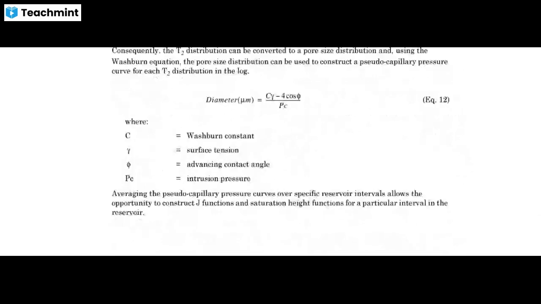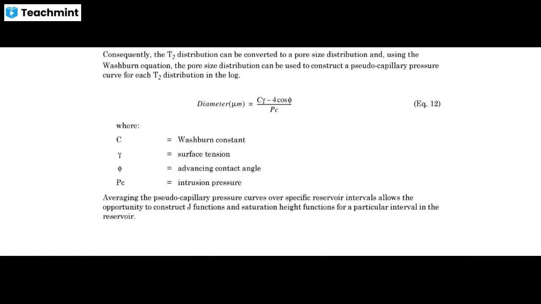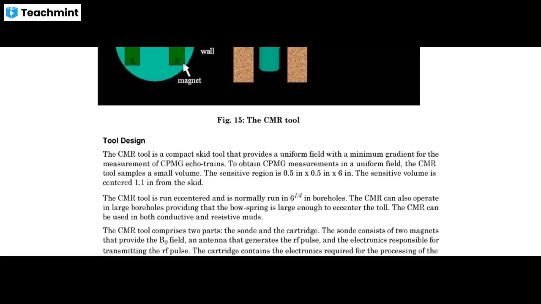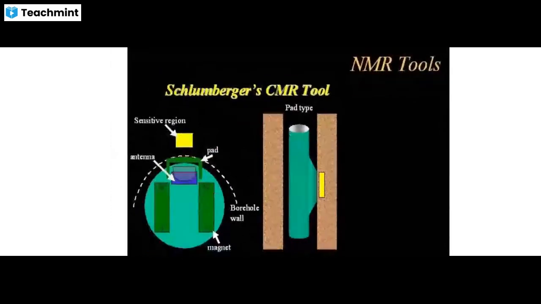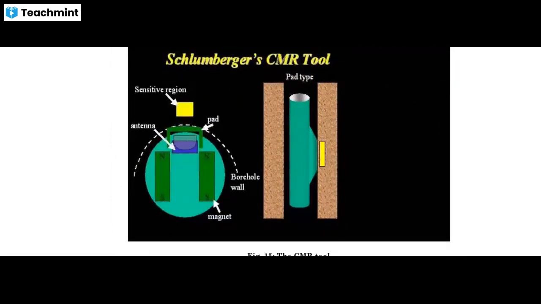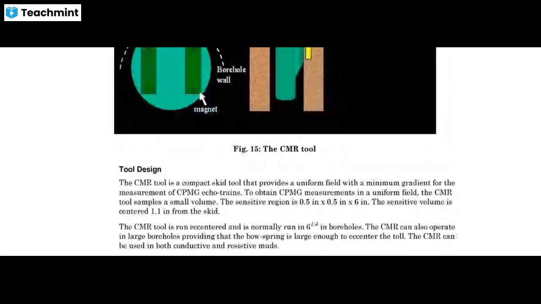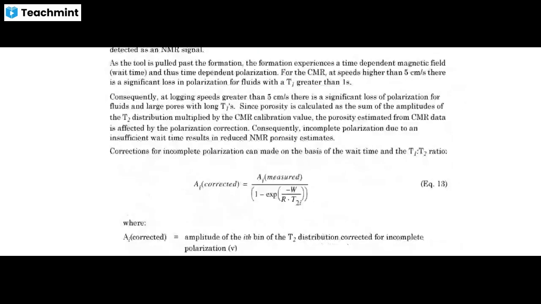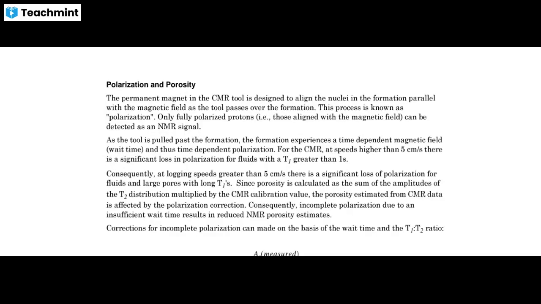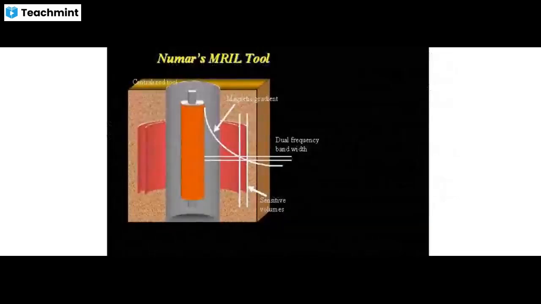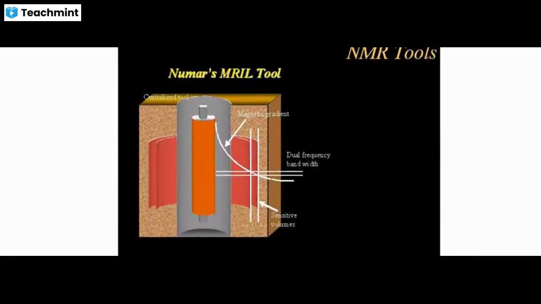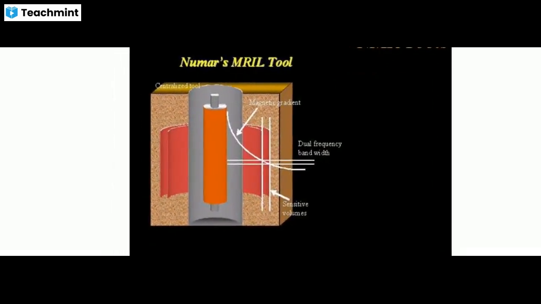Averaging pseudo capillary pressure curves over specific reservoir intervals allows the opportunity to construct the J function and saturation height functions. So this is a CMR tool, numerical CMR tool. You can see here sensitive region, pad types, antenna, etc. And this is the polarization velocity correction. And this is your NMR tool, NUMAR MRIL tool, dual frequency bandwidth.